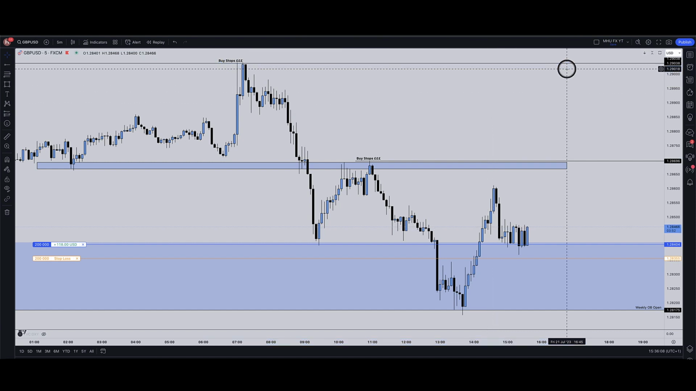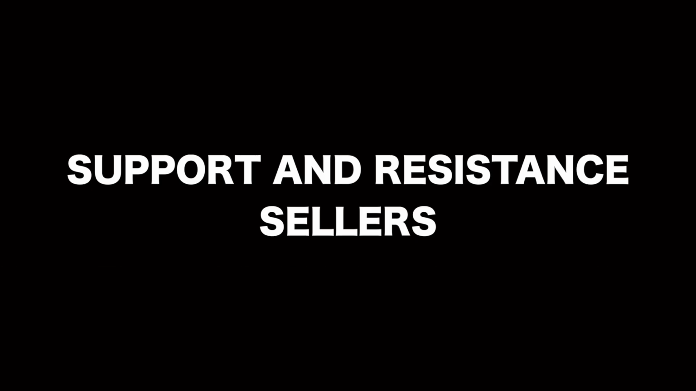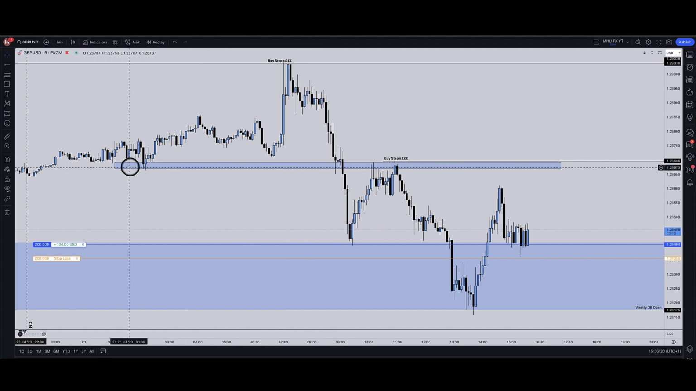So that's the breakout buyers. They're going to be looking to take price to that level there. Also, guys, there's also going to be people who are looking to sell from here because they believe that this is a strong support and resistance level. You guys can see, look, price bounced off it here.